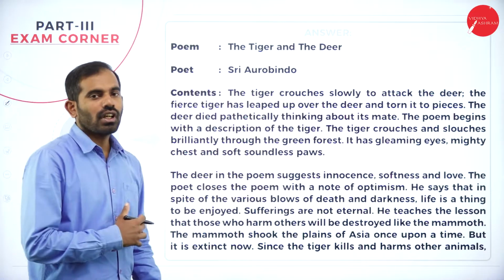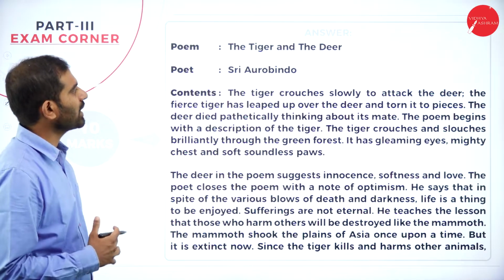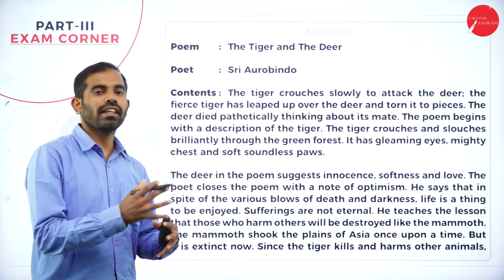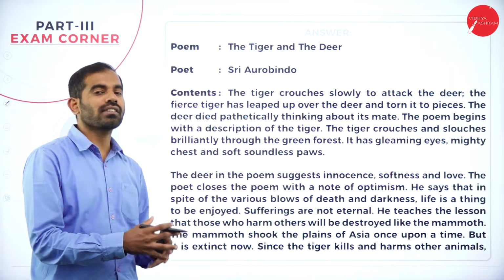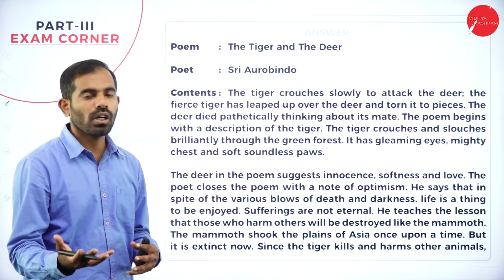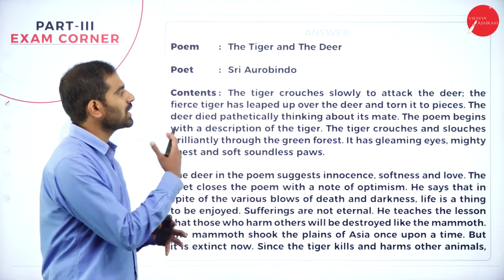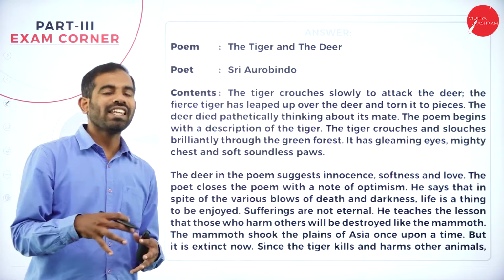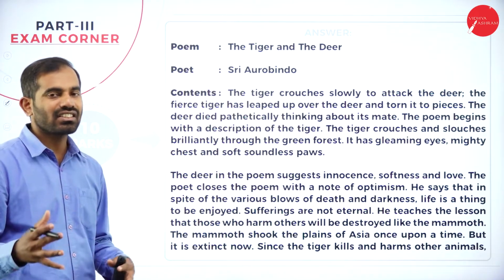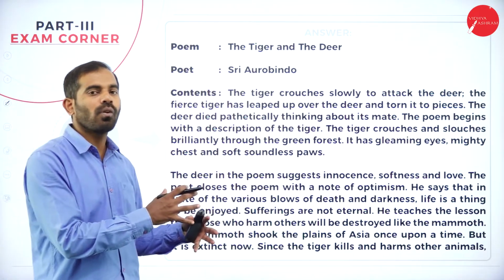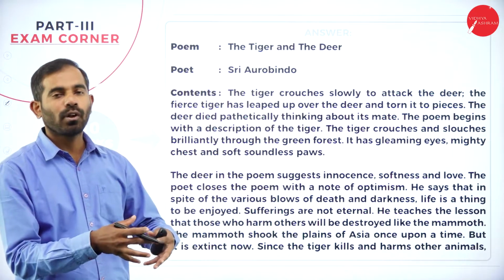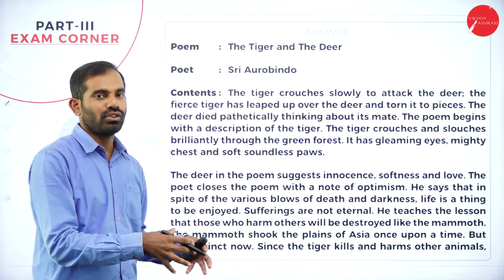So here is the answer. Poem is The Tiger and the Deer. Poet is Sri Aurobindo. Contents is like where he talks about the tiger as a representation of cruel power, dark power, the mightiness. The deer is weak and mild. We have to talk about how the tiger crouches and attacks the deer, and at the end of the poem we get to see how even the mightiest animal, the mighty, perishes.